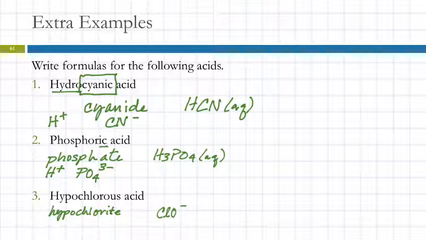I'm going to put hydrogen ion with that to make it into an acid. And I see I just need 1 of each. And so this is HClO, aqueous. Any questions?